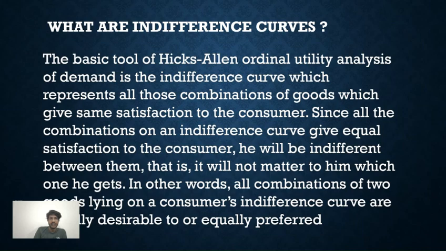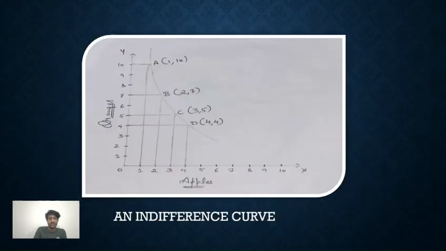The basic tool of the Hicks-Allen ordinal utility analysis of demand is the indifference curve, which represents all those combinations of goods which give the same satisfaction to the consumer. Since all the combinations on an indifference curve give equal satisfaction to the consumer, he will be indifferent between them. That is, it will not matter to him which one he gets. In other words, all combinations of two goods lying on a consumer's indifference curve are equally desirable. Here is the graphical representation of an indifference curve.